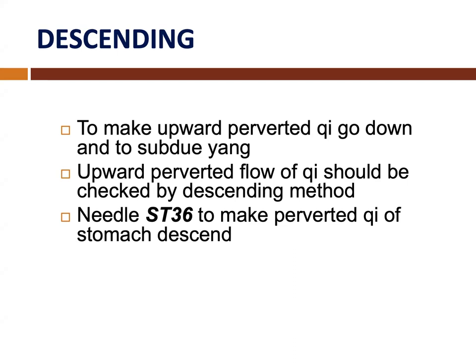So what is the descending method? This is to make the upward perverted chi go down and to subdue the yang. So in other words, upward perverted flow of chi should be checked by the descending method. For example, we need stomach 36 to make the perverted chi of the stomach descend.